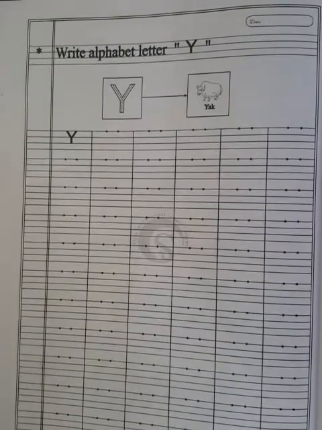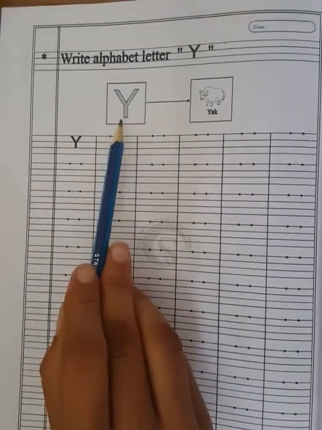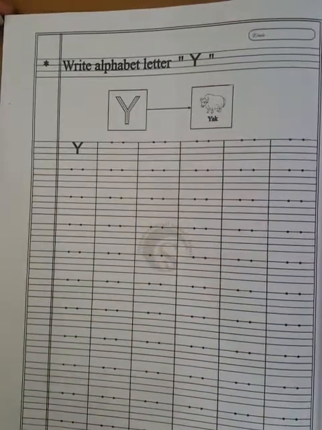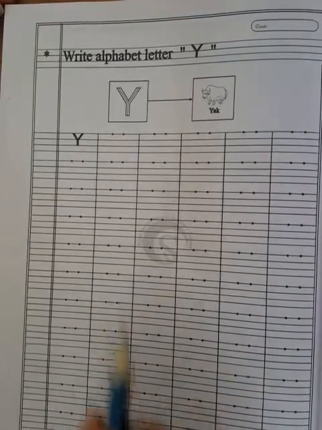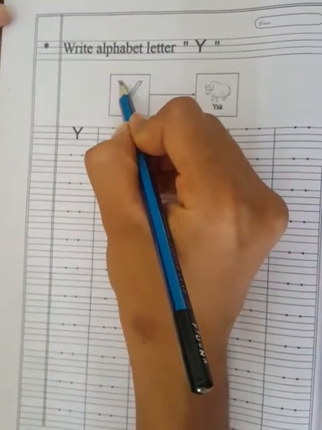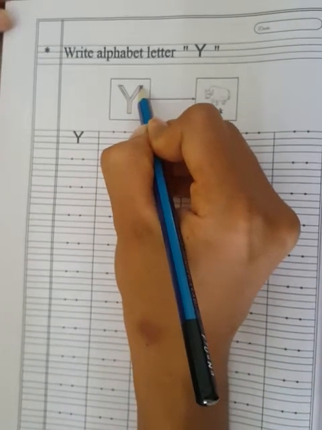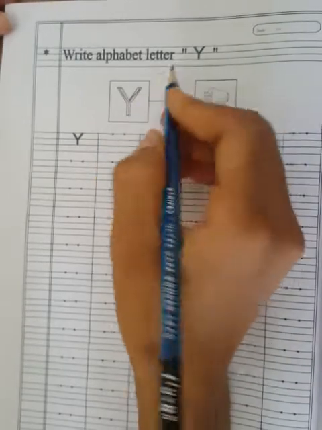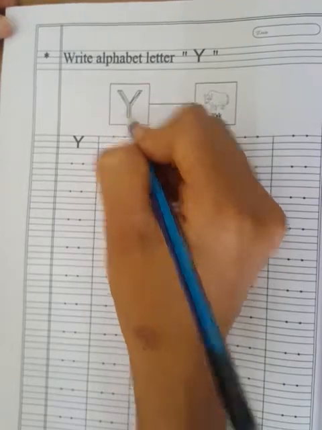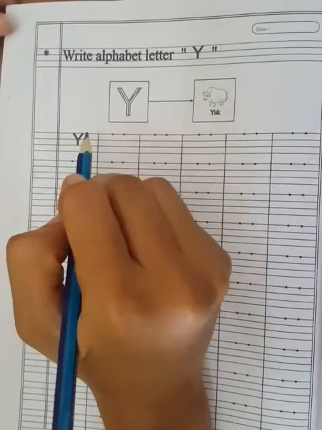So now children, I will teach you how to trace and write capital letter Y. This is capital letter Y. Y for yak. So children, for tracing capital letter Y, first you have to do a small slanting line. Then again a small slanting line. And on the down side, you have to do a small standing line. There are two slanting lines and one standing line.